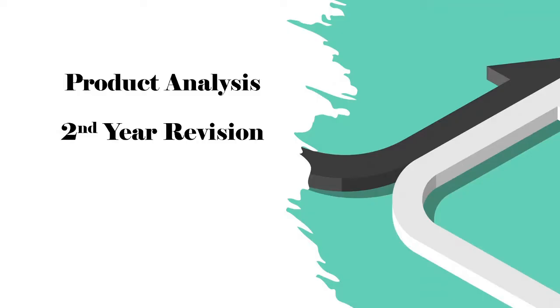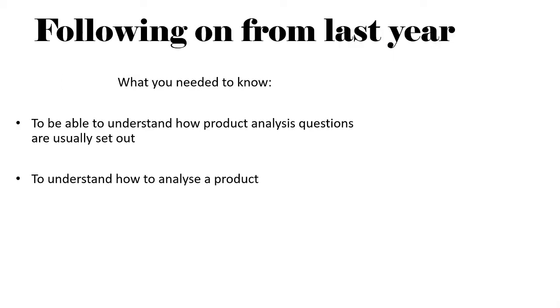Hi everyone, so in today's video we're going to have a look at product analysis revision for the second year exam. So typically this is going to be on your second paper, paper 2, the year and a half one, and this will be in section A. So it will normally give you an insert in your exam paper with a couple of pictures of different products that ask you to analyse.